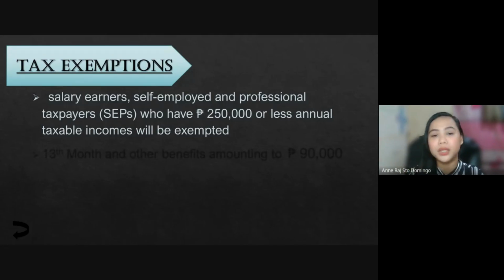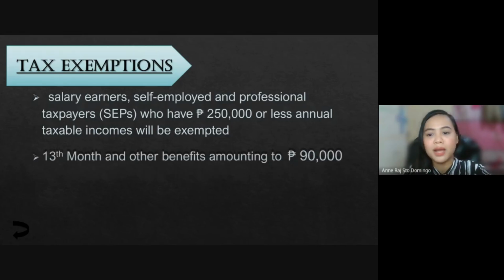Kapag daw ang inyong sinasahod, yung inyong compensation, ay hindi lumampas ng 250,000 or 250,000 or less, ibig sabihin exempted ka sa tax. Ibig sabihin hindi ka magbabayad ng kahit magkanong tax. Ito ay kapag medyo minimum wager or medyo mababa pa lang yung sahod. It's a benefit for them para hindi na sila mabawasan ng sahod. Kasi nga naman, maliit na nga yung sahod, mababawasan pa ng tax. So this is a benefit for them to be exempted.